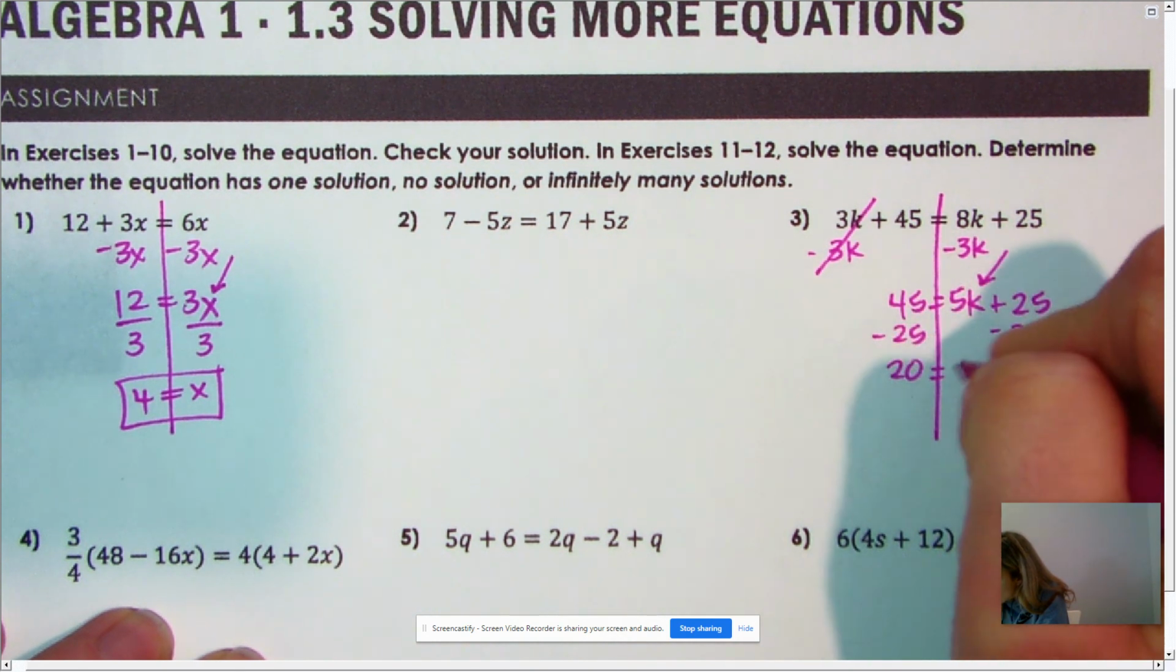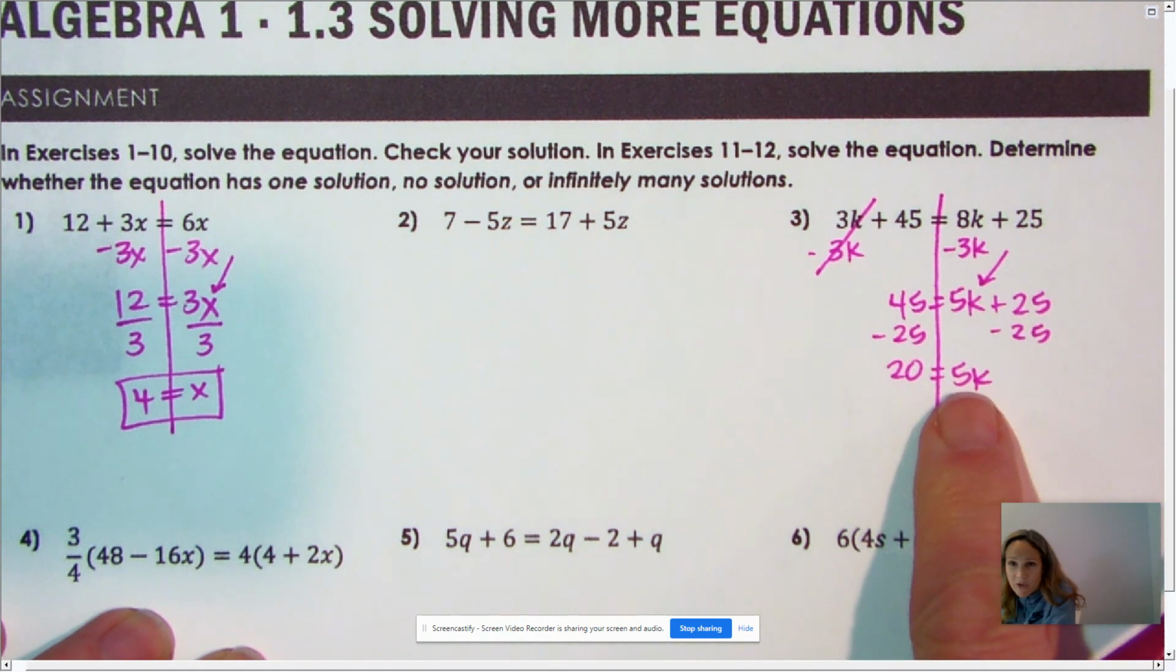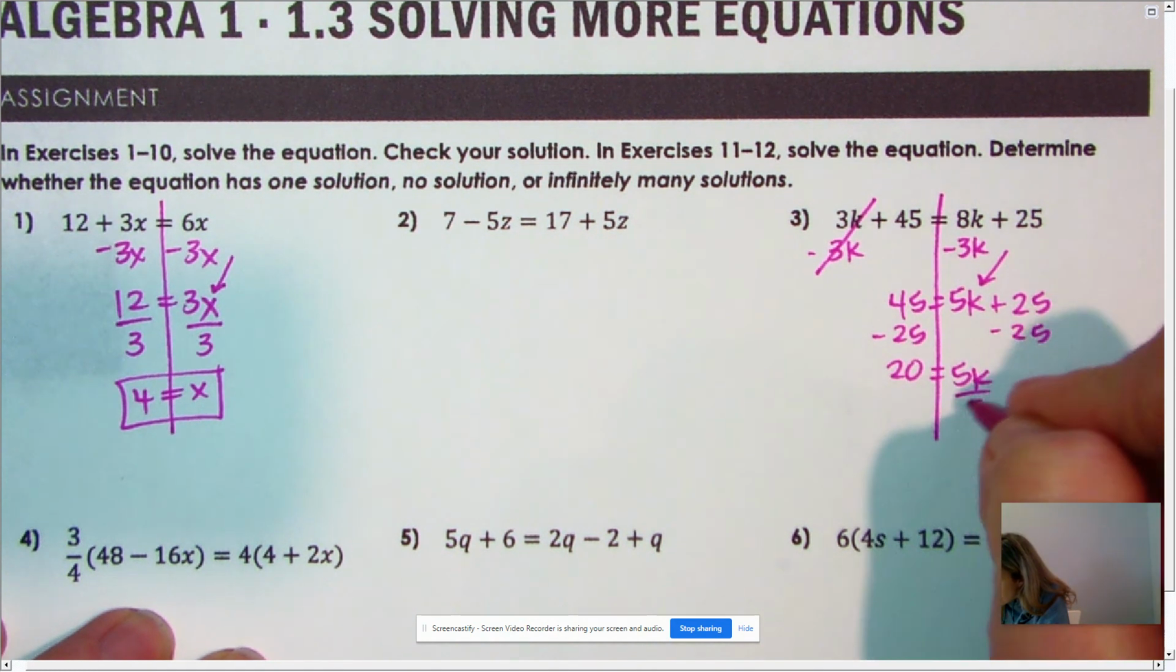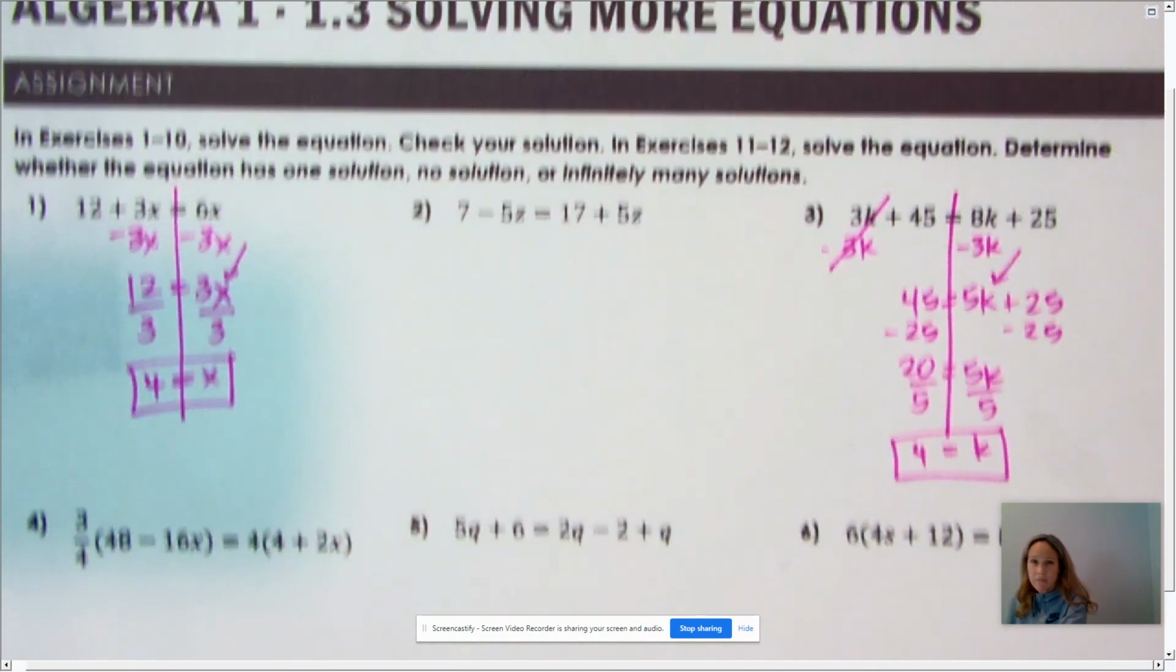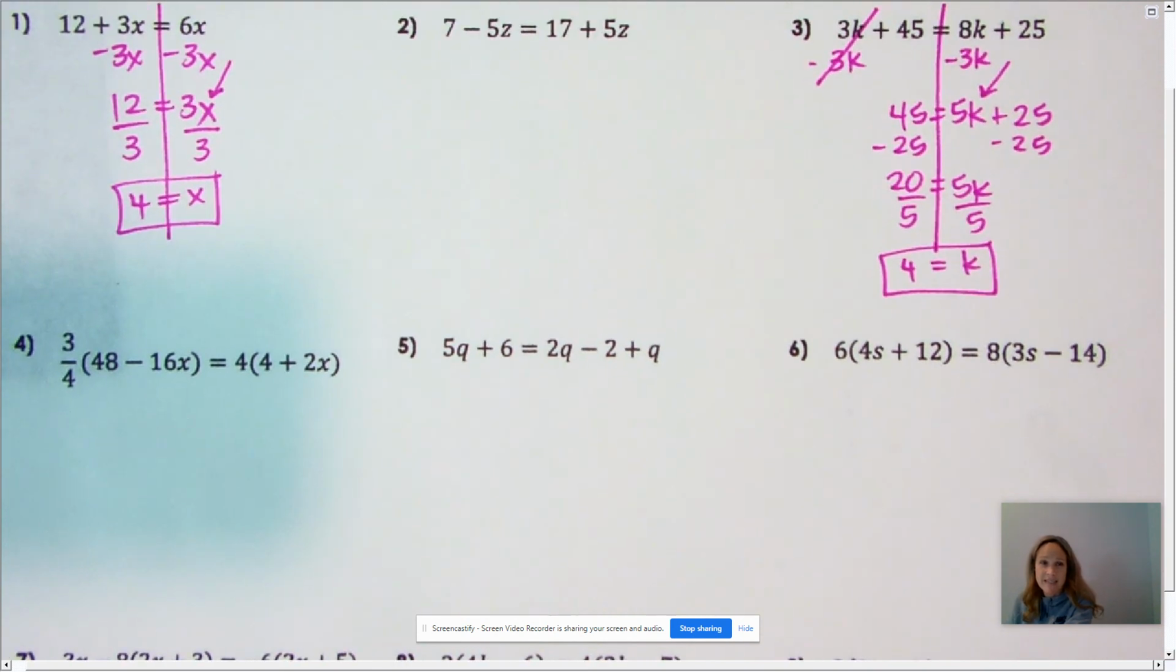So I get 20 equals 5k. And then in order to get the k by itself, I divide by 5 on both sides. So k is equal to 4. Okay, question number 4, we are going to skip.